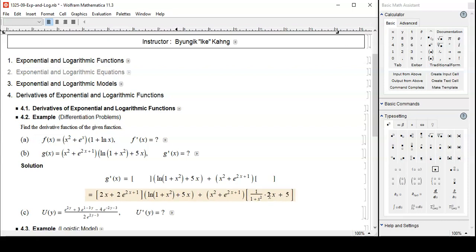Now this 2x, you can write like this, but most of the time it's better this way. Multiplying goes to the numerator, so multiply like this. And this form is a little bit better. But the previous form is correct as well.